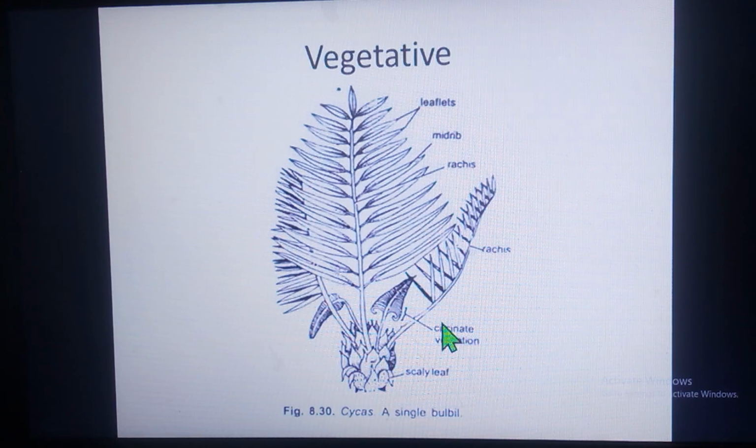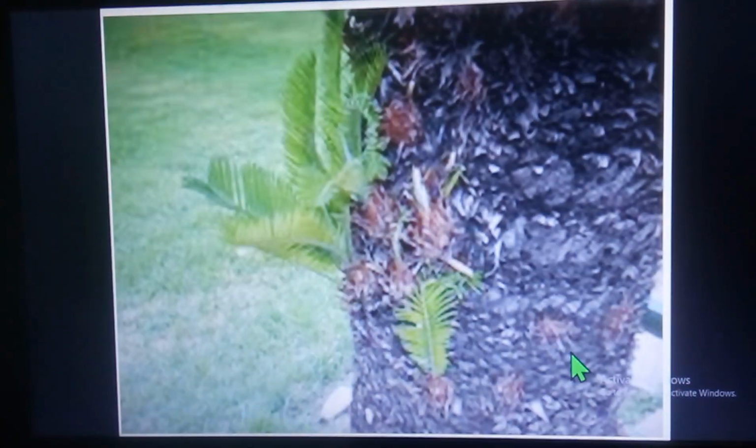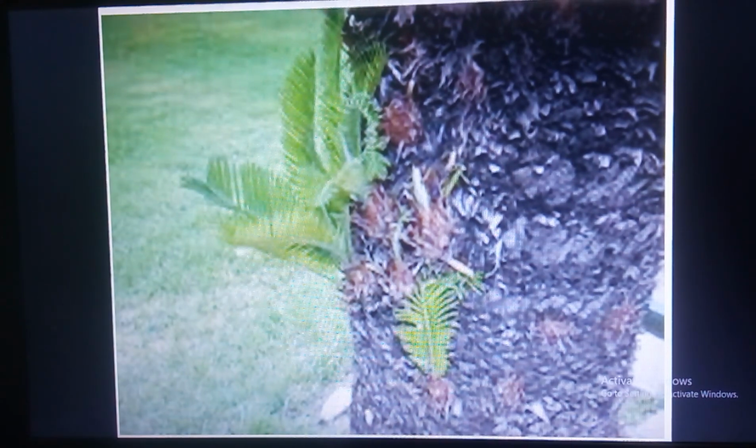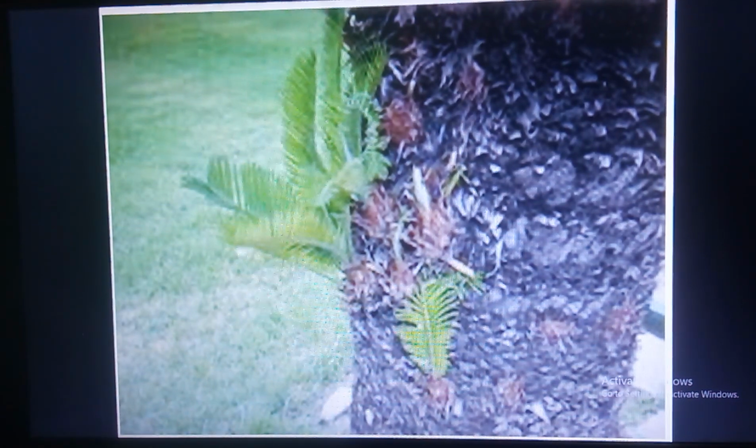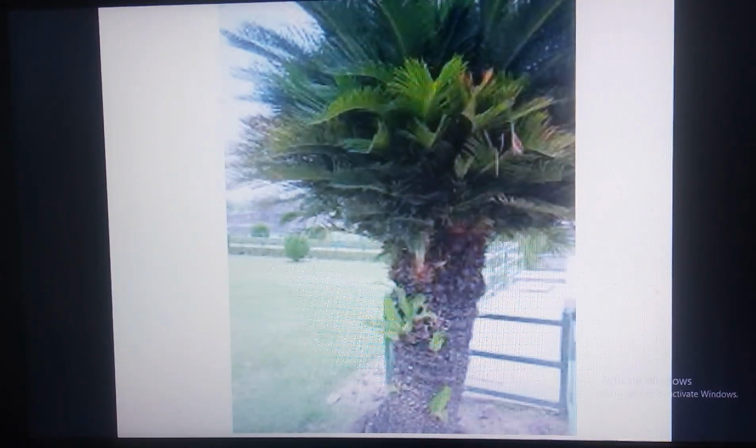It has been shown that the bulbils of the male plants, as we know that Cycas is a dioecious plant, that is, both the male and the female organs are produced on separate plants, will produce only male plants. Those bulbils which are found on the female plants will produce only female plants.